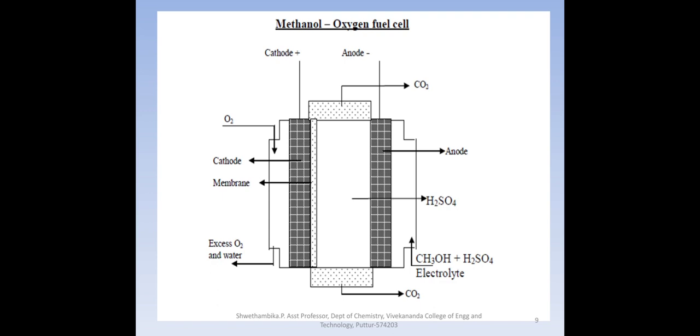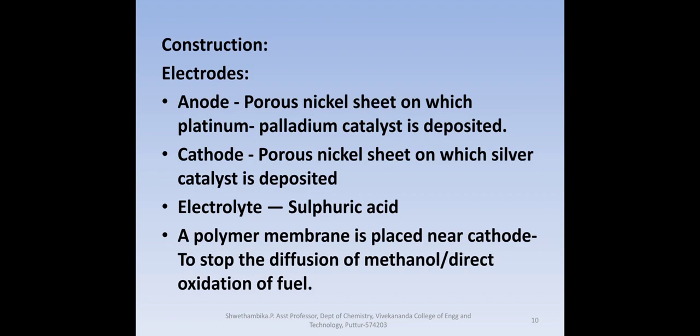There is a possibility of using an alkaline medium as well, but the curriculum restricts us to the discussion of the acid electrolyte fuel cell. Near the cathode, if you can make out, there is a membrane shown by a dotted structure. This membrane is usually made of polymeric material, and it is always situated near the cathode surface. Now let us see still deeper into the construction.